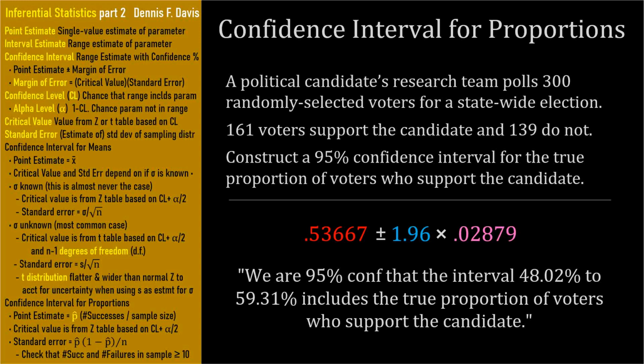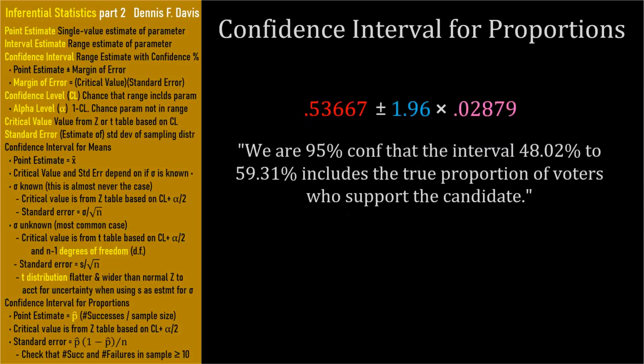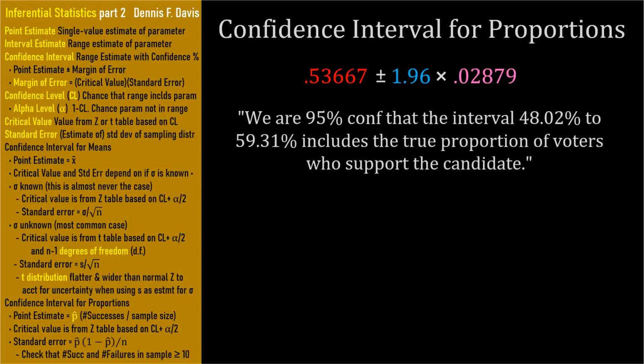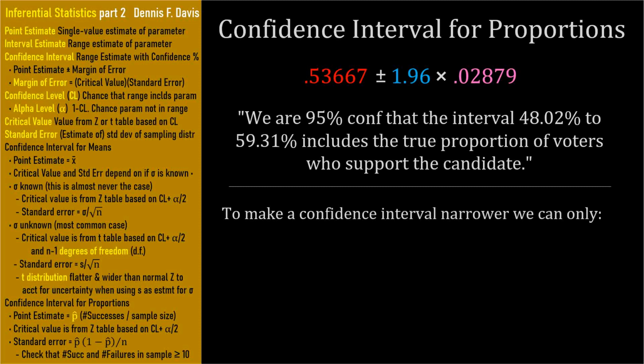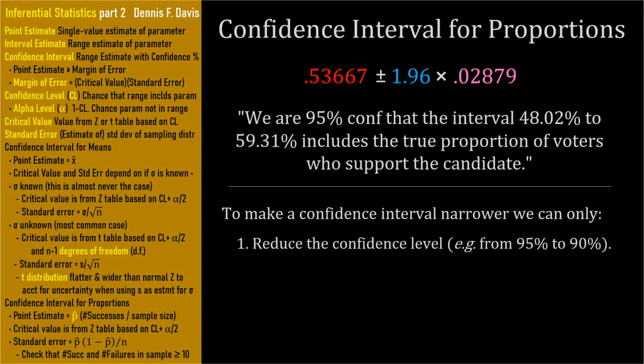53.667%. The candidate isn't satisfied and says he wants an estimate with a plus or minus 3% margin of error, like he hears on the news. What would you tell the candidate? To reduce the confidence interval, we can either reduce the confidence level, which will result in a lower critical value and hence a smaller margin of error, or we can increase the sample size.